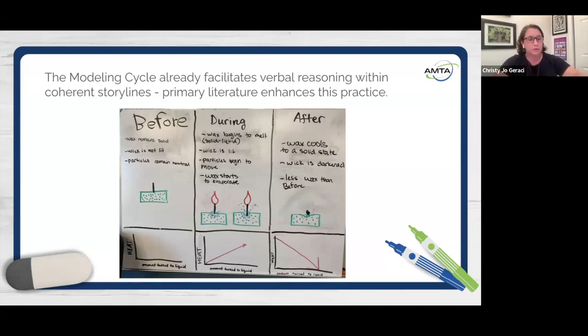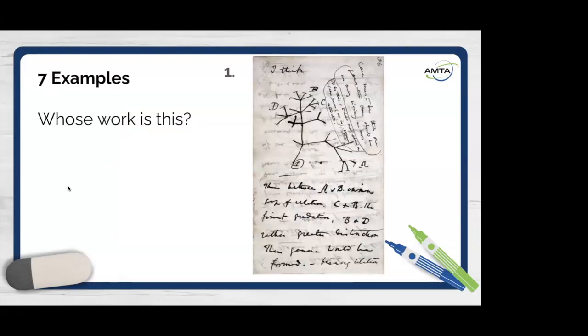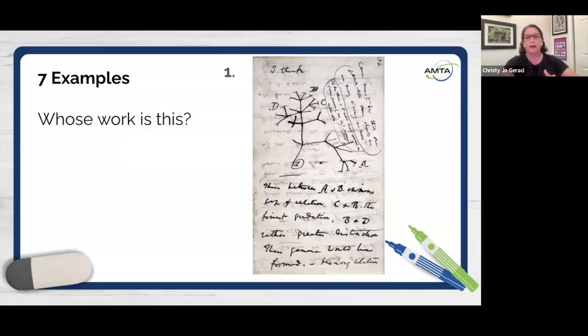And what I hope to, if not convince you of, at least encourage you to consider, is that primary literature enhances this practice that we already do as modelers. So I'm going to give you 7 examples. And so here's the quiz part. If you want to participate, for each one, you get a point if you can guess whose work it is, and you get another point if you can approximate when it was published. I'll give you all a minute to think about this one.